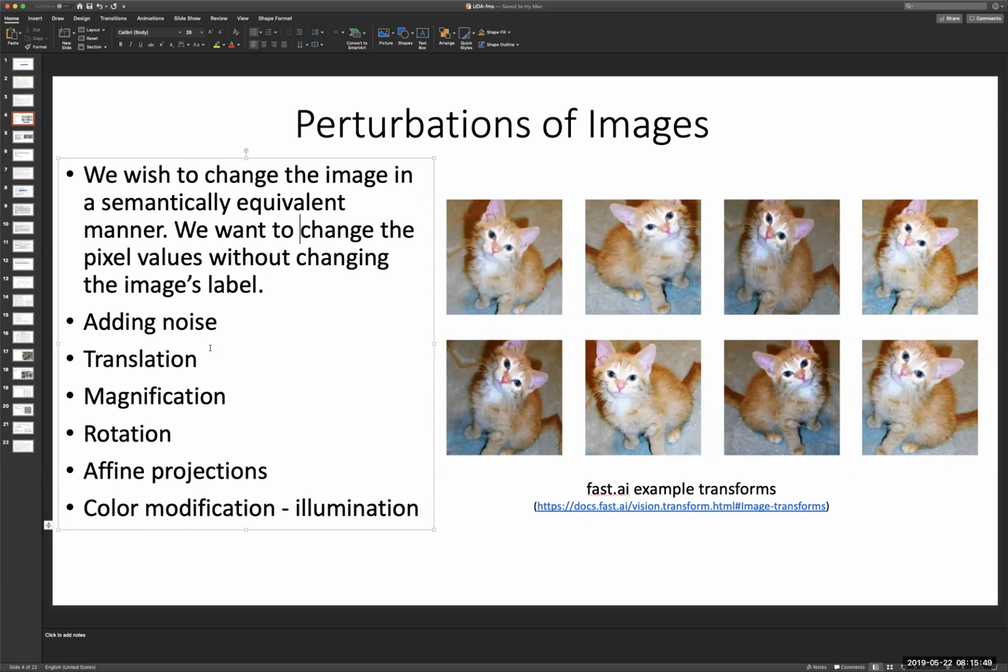Also, you can do translations and move the focal point of the image or the subject of the image outside of the image. So not all perturbations are helpful. And so this paper attempts to learn good perturbations.